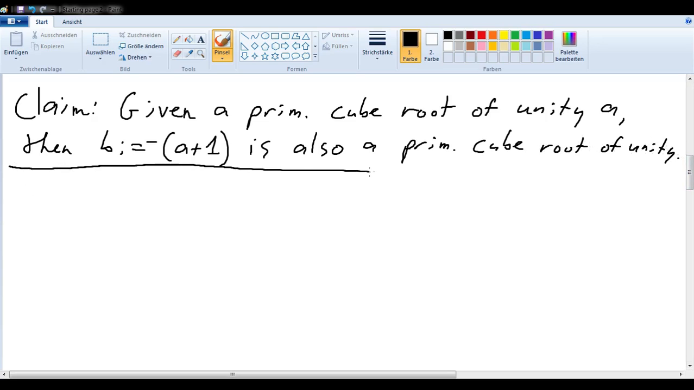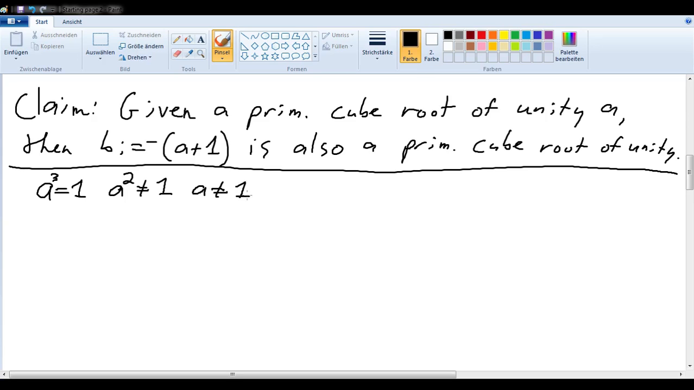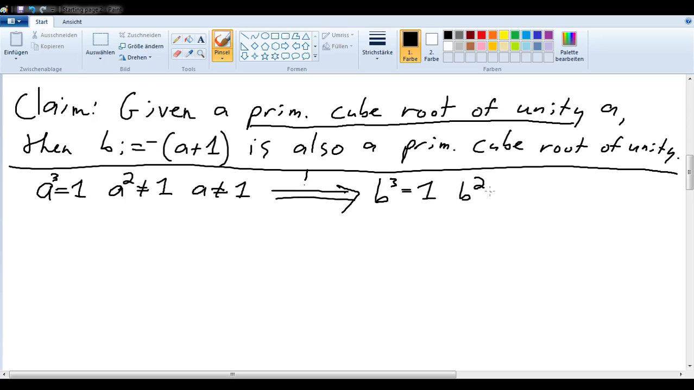So let's prove that. Actually, let's rewrite what I'm claiming. So A cubed is equal to 1. And A squared is not equal to 1. And A itself is not equal to 1, right? That's just the definition of primitive cube root of unity. And what I want to show is that B cubed is 1, and B squared is not equal to 1, and B itself is not equal to 1.